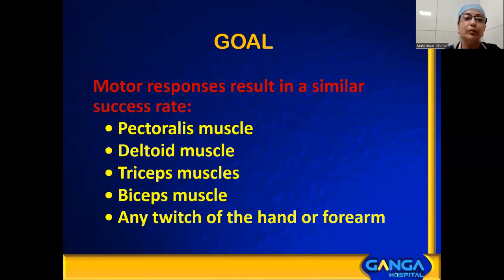When we do the interscalene block, the best motor response which we look for should involve the muscles of pectoralis, deltoid, triceps, biceps, or any twitch of the hand or forearm. If we have 2 or 3 muscle involvements, then the end motor response is good and the block would be very effective.